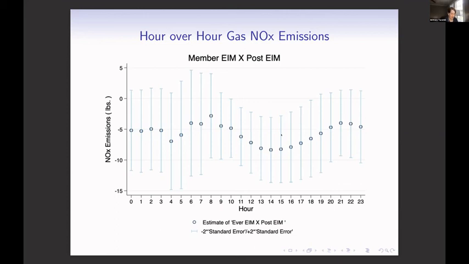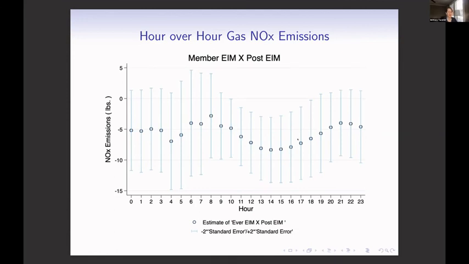Another thing would be if the EIM is just buying electricity from generators that are already in the EIM, so if they're only taking electricity from EIM generators. I also account for that with my matching strategy. I match on marginal sellers to California before generators join the EIM, so I have those generators that are already marginal sellers to California. But another thing could be if these generators are just being operated more efficiently by the EIM. And I think that is the case.